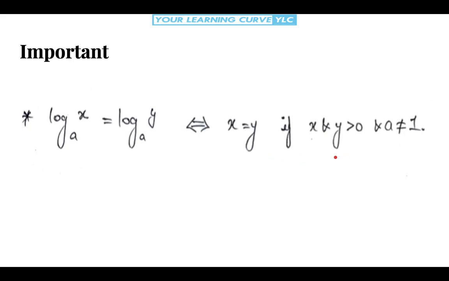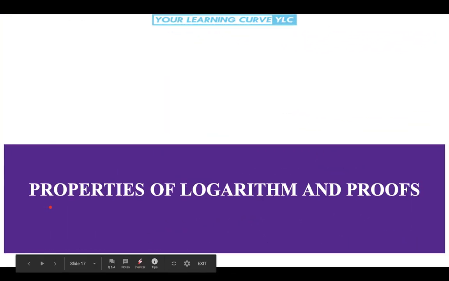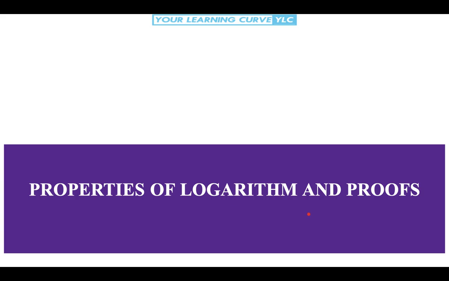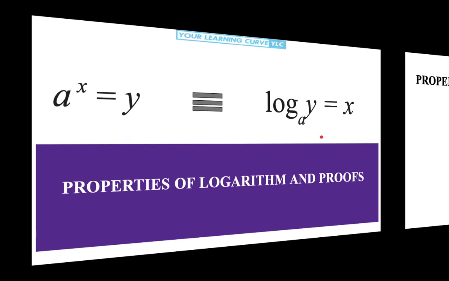Condition is x and y both should be positive and a is not equal to 1. Let's discuss some properties of logarithm and their proofs. Remember, this conversion, a to the power x is equal to y, is equivalent to log of y to the base a is equal to x, is very important, and this will be used in almost every proof. This conversion from exponential to logarithm is very important.